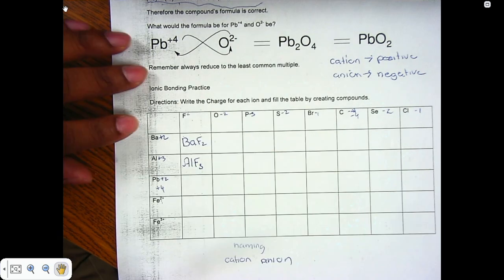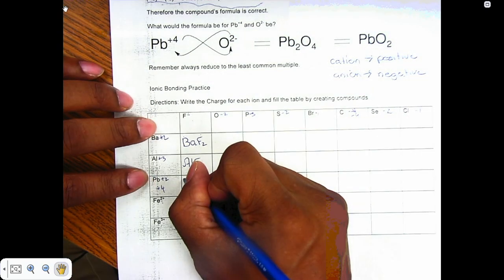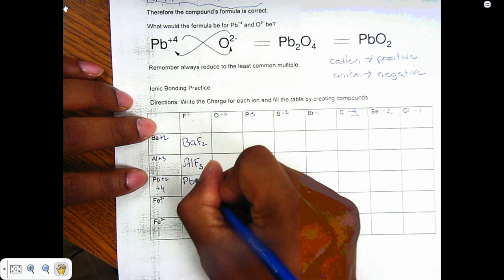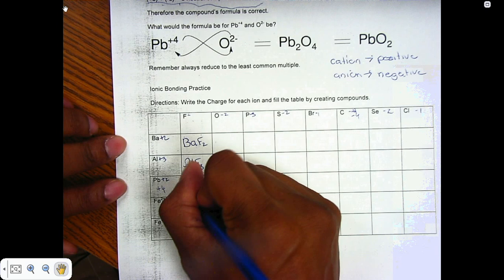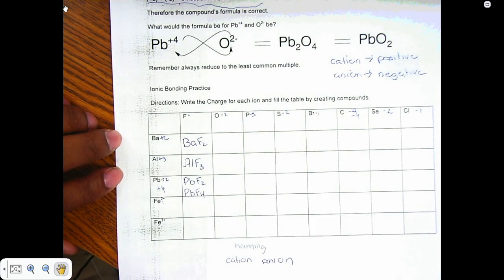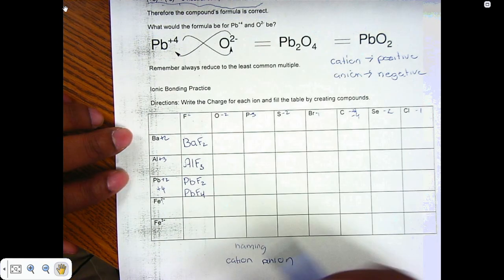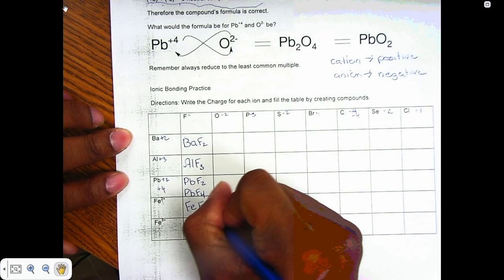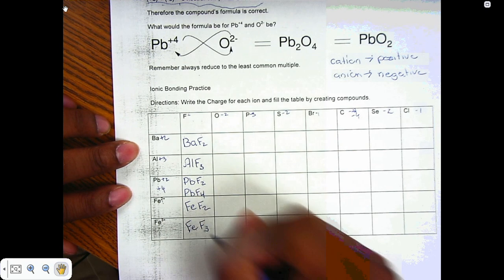But you don't usually represent that 1 subscript when you're representing your answer. So let me go ahead and continue here. We're going to assume that we're operating using lead 2+. We'll do this. And if we were doing lead 4+, it would be this. Moving on, Fe2+ will be Fe and F2, Fe3+ will be Fe and F3.